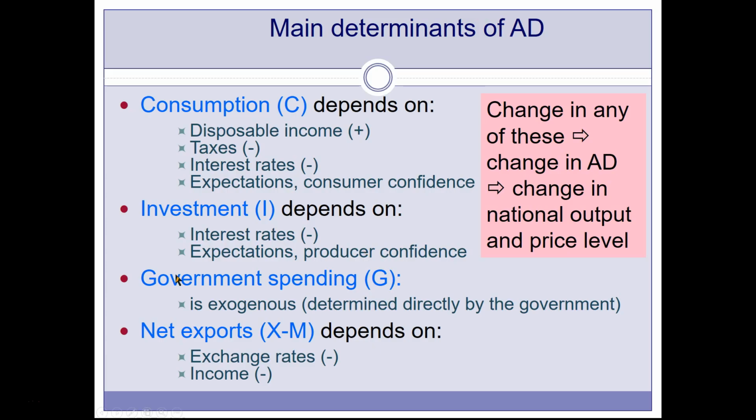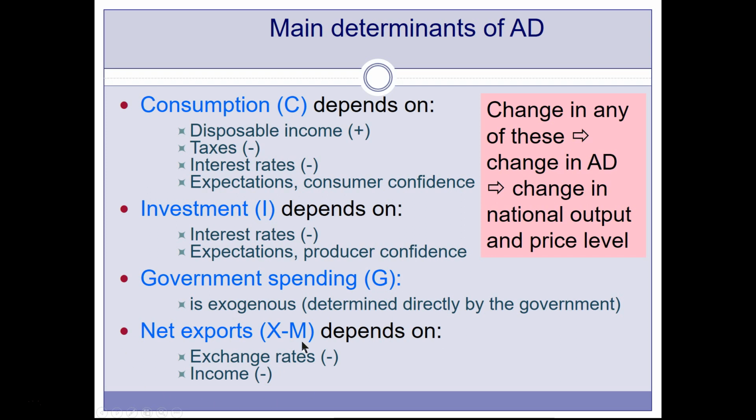Next component of aggregate demand, government expenditure, government spending. This is probably the easiest component to analyze because it's exogenous, which means that it doesn't depend on other macroeconomic variables. It's directly determined by the government. Government simply decides that this year we are going to spend such and such amount on schools, on hospitals, on road infrastructure, on supporting the unemployed, and so on. They simply set a number themselves based on their own objectives. It doesn't depend on any other variables. It's given to us, so we simply take this number as given.